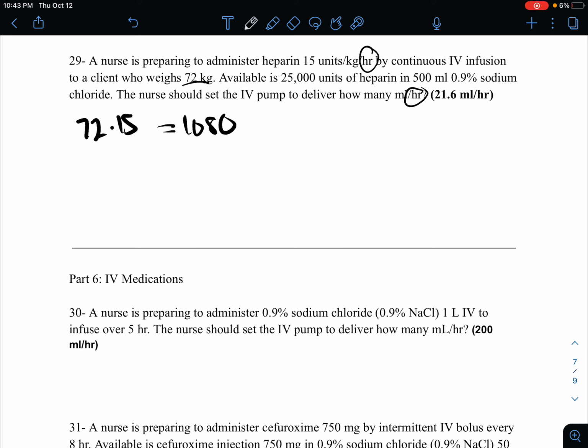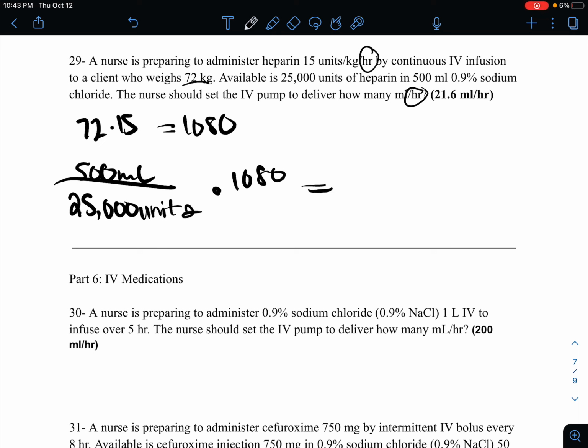Now we need to set up our train tracks. We need to set up our fractions. So it'd be 500 mL, because we're looking for milliliters an hour. Remember, we've been talking about this entire time. I hope you didn't forget. Over 25,000 units right there. And then we're going to do times 1080 right there too. And then we'll go ahead and multiply straight across. That will give us 1080 times 500 over 25,000, 21.6 milliliters an hour.